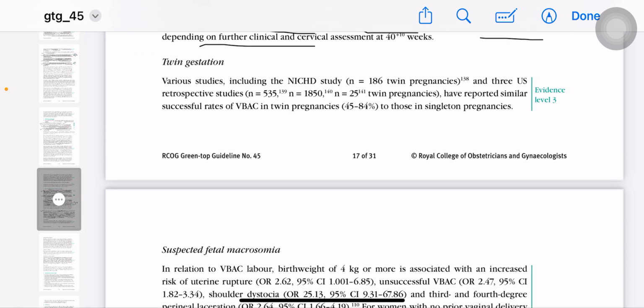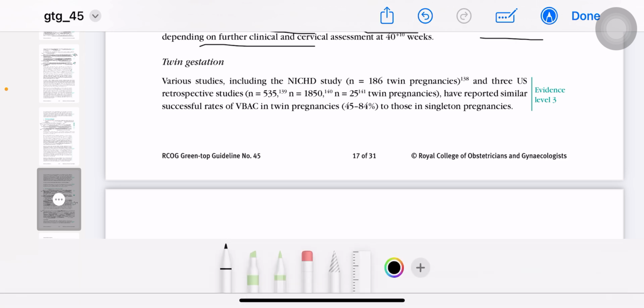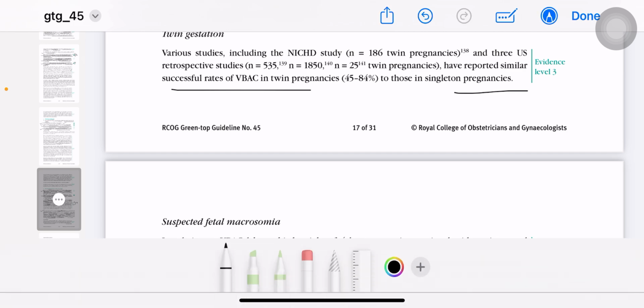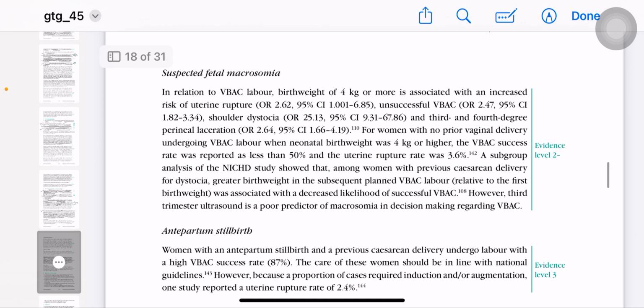And now twin gestation. There is a similar success rate of VBAC in twin pregnancy as in a single pregnancy. If both are cephalic, the better option is that, with a previous cesarean and a twin pregnancy with both babies cephalic, you can give a trial of vaginal delivery, but it depends upon the obstetrician's experience.